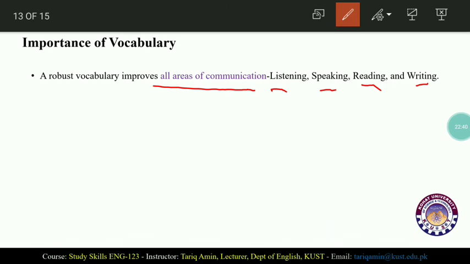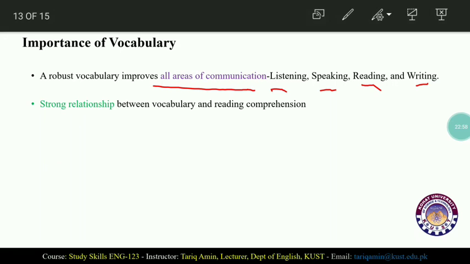So if you have an extensive vocabulary, it improves all the areas of communication. It improves all the language skills. It can improve your listening. It can improve your speaking, reading, and writing. There is a strong relationship between vocabulary and reading comprehension. If you have extensive vocabulary, you can comprehend a text. And if you don't have vocabulary, you won't be able to comprehend a text. Vocabulary is very much important for reading comprehension.